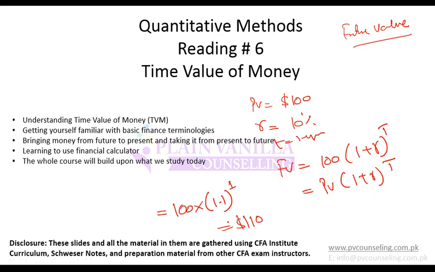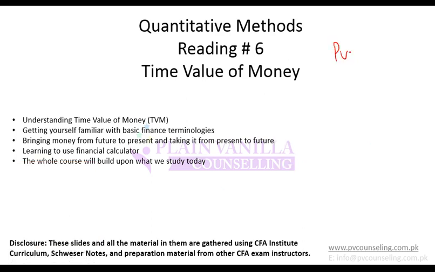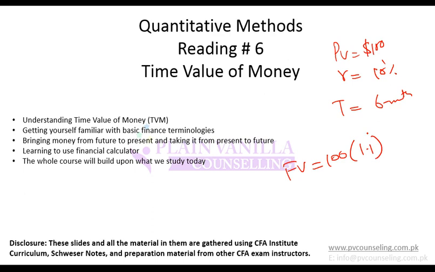Anyone having any problem? Okay, but this is not how you will do it on exam. Or let's say that your present value is $100 and your rate is 10% and your time period is, let's say, 6 months, then your future value will be same formula, 100 into 1.1 to the power 0.5. Why 0.5? 6 months, 6 divided by 12 is 0.5. But this is simply how you calculate future value.